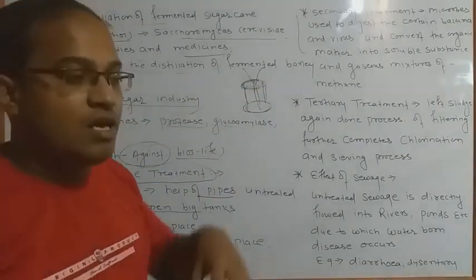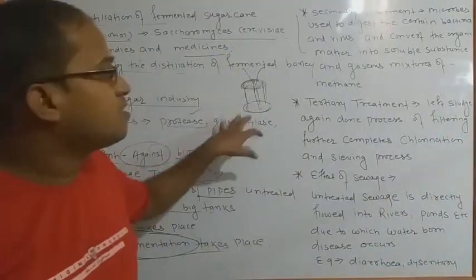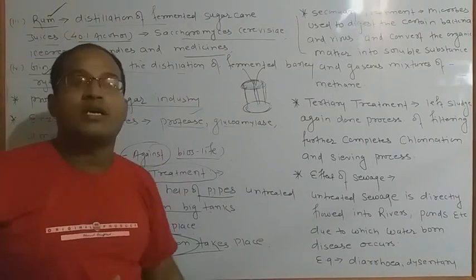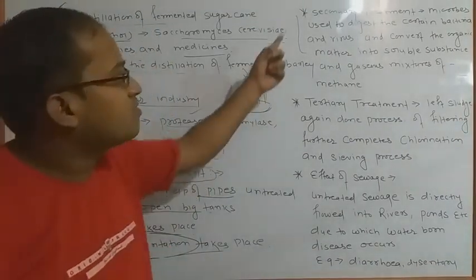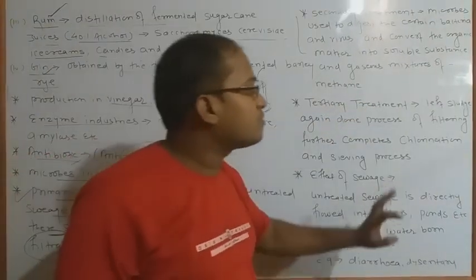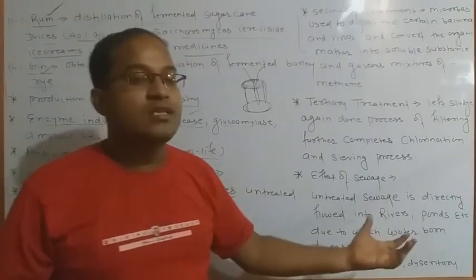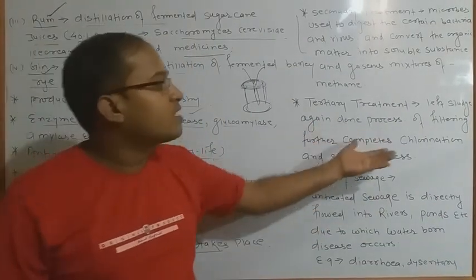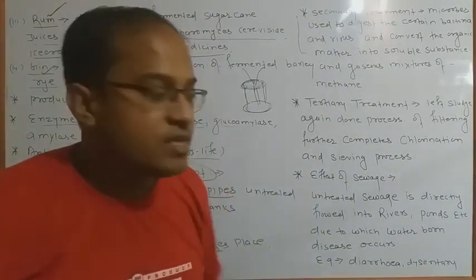सेडिमेंटेशन मतलब होता है जब कोई पेबल्स किसी बॉटल में हैं तो वो नीचे जाके लोअर पोर्शन पे बेस्ड हो जाते हैं, that is called sedimentation. Okay, so this happens here. Secondary treatment and tertiary treatment we have seen. Left sludge again goes through the process. लेफ्ट स्लज जो बचे हुए रहते हैं उसको हम दोबारा प्रोसेस करते हैं फिल्टरिंग एंड कंप्लीट क्लोरिनेशन एंड सीविंग प्रोसेस की वजह से, और उसको फिर हम डिस्चार्ज कर देते हैं.